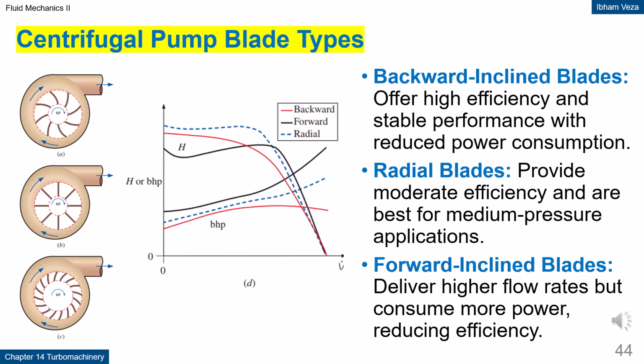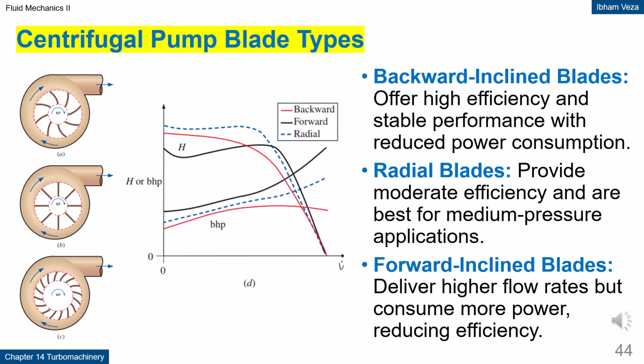Centrifugal pump blade types. Backward inclined blades provide high efficiency and stable power characteristics. Radial blades are used for medium pressure applications with moderate efficiency. Forward inclined blades can deliver high flow rates, but require higher power input.